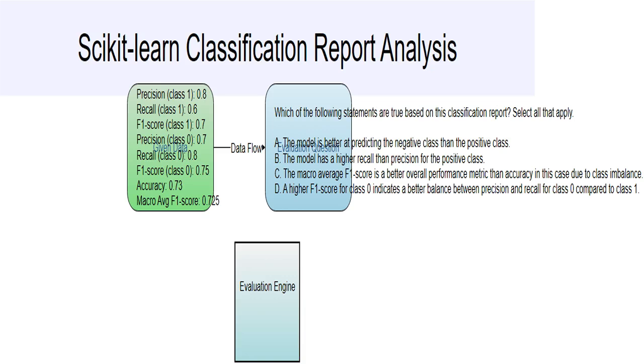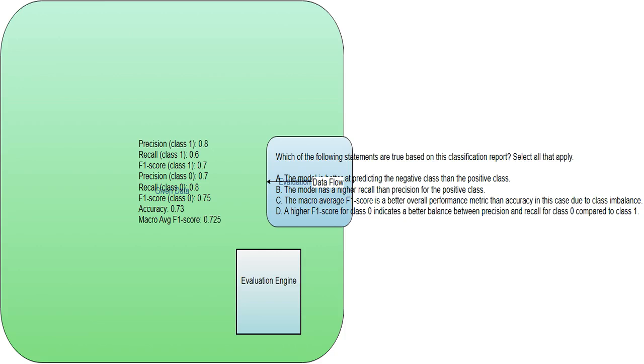I'm analyzing a classification report from scikit-learn, a popular Python library for machine learning. This report summarizes how well a model predicts class labels. Specifically, I'm focusing on a binary classification problem, meaning the model predicts one of two possible outcomes. I'll be looking at metrics like precision, recall, and the F1 score to understand the model's performance. Let's dive in. The report provides precision, recall, and F1 score for each class: positive class 1, negative class 0, plus overall accuracy and a macro average F1 score.